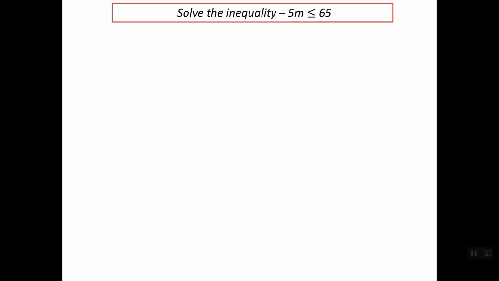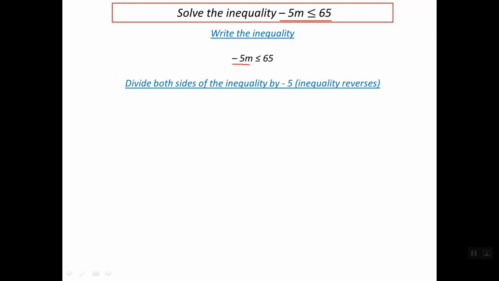Let's solve this inequality: minus 5m is less than or equal to 65. As you see here, the left side of the inequality contains the variable but with a minus 5 coefficient. So we need to convert the coefficient to become 1. Simply we can divide both sides of the inequality by minus 5, and see, because we divide by a negative number, the inequality should reverse.